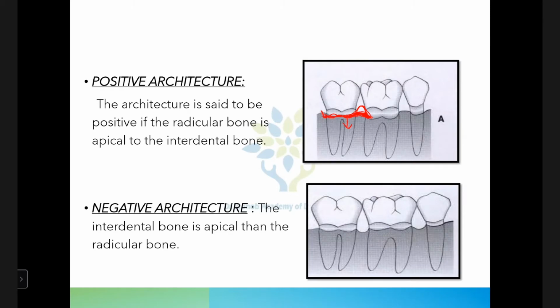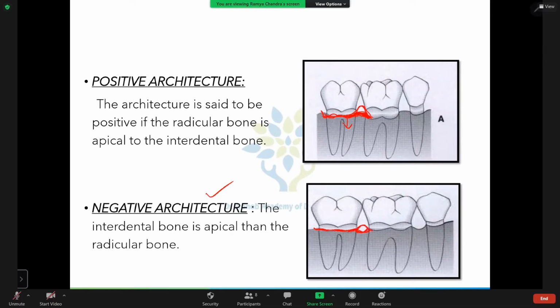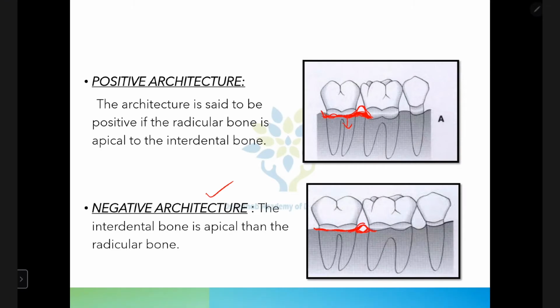Next, what is negative architecture? It is the opposite of positive architecture. So here, the interdental bone is apical when compared to the radicular bone. If the interdental bone is apical when compared to the radicular bone, it is called negative architecture. If the interdental bone is coronal when compared to the radicular bone, then it is called positive architecture. If it is more coronal, then it is called ideal architecture. Okay, if both the interdental bone and radicular bone are at the same level, then it is called flat architecture. Okay, hope it's clear.